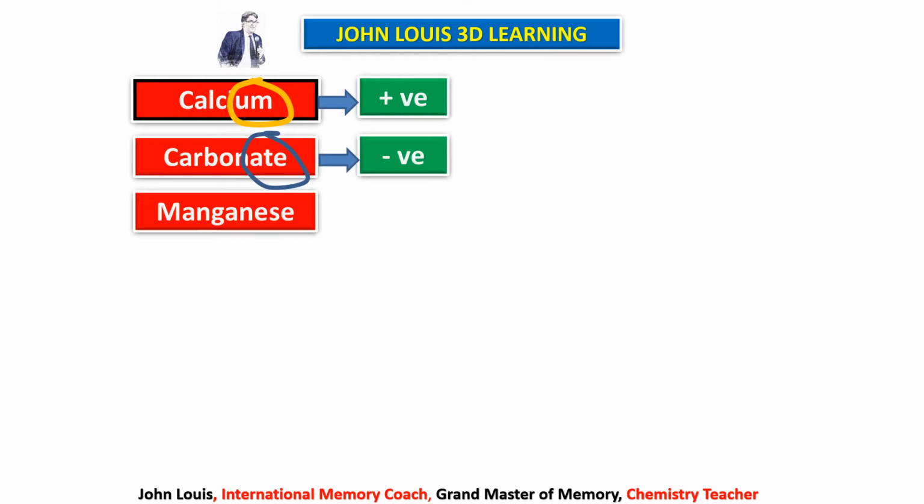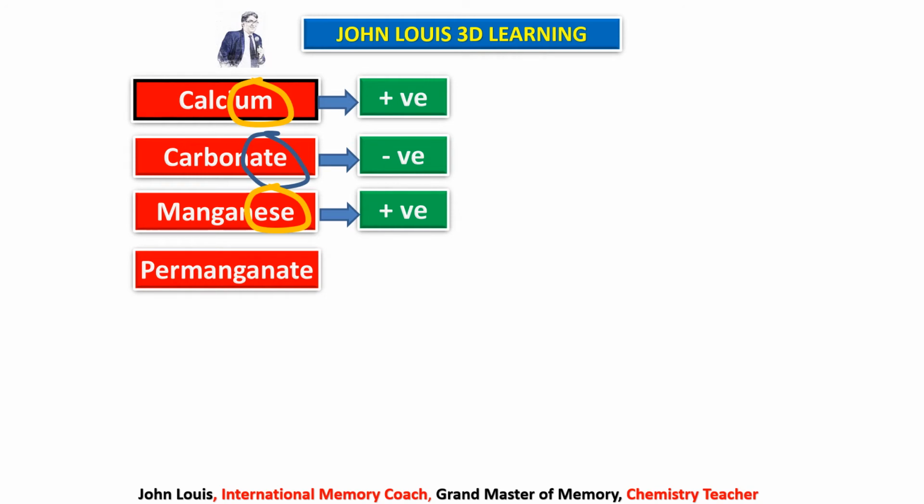What is the next ion? Manganese, how does it end? ese. Therefore, it should be positive or negative? Positive. Next ion is permanganate. How does it end? It is ending with ate. Therefore, it is negative ion.